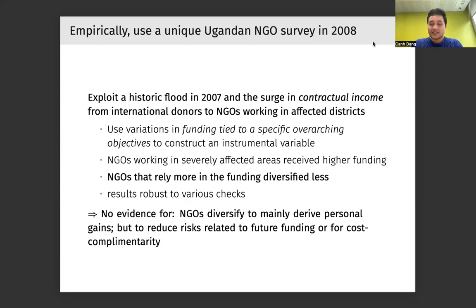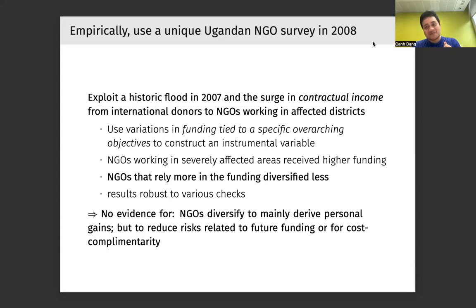To analyze the theoretical predictions using empirical evidence, we're going to use a unique representative sample of Ugandan NGOs in 2008. We collected the data at the end of 2008, and we are going to exploit the historic flood in Africa in the middle of 2007 as the source of exogenous variation. We observe that following this historic flood in 2007, there was a surge in contractual income, meaning that income was targeted by international donors to NGOs working in some severely affected districts.